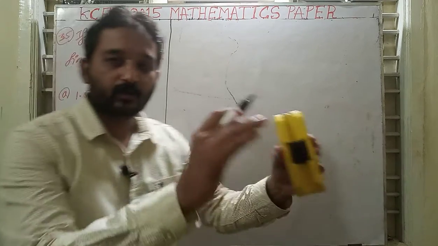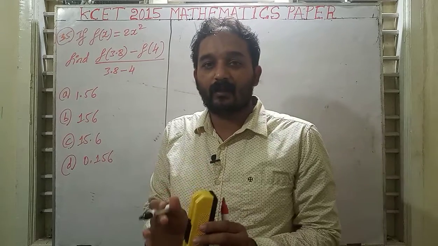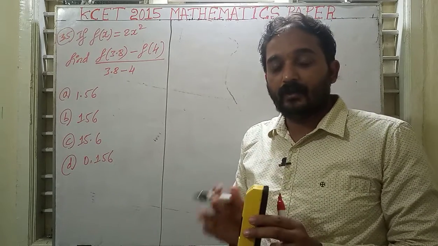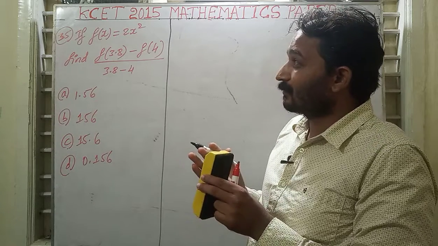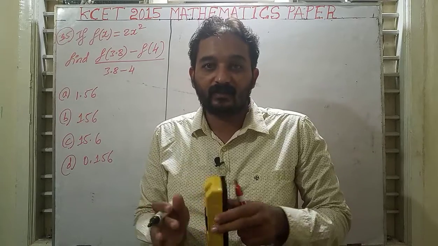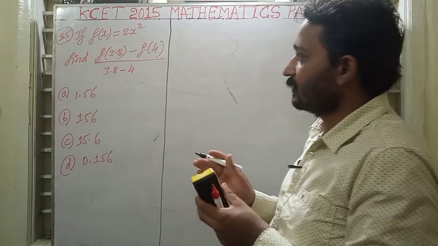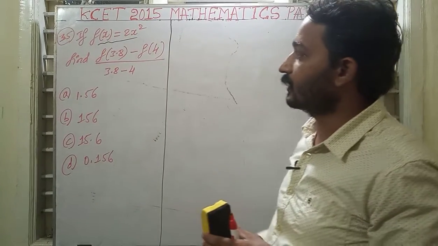So now let us move on to the next question, question number 35. This problem is based on the chapter relations and functions, particularly first year. Particularly this problem depends on algebra of functions. Already well known about algebra of functions in first year. Very easy question. We can solve this question using the condition f of x is equal to 2x square.